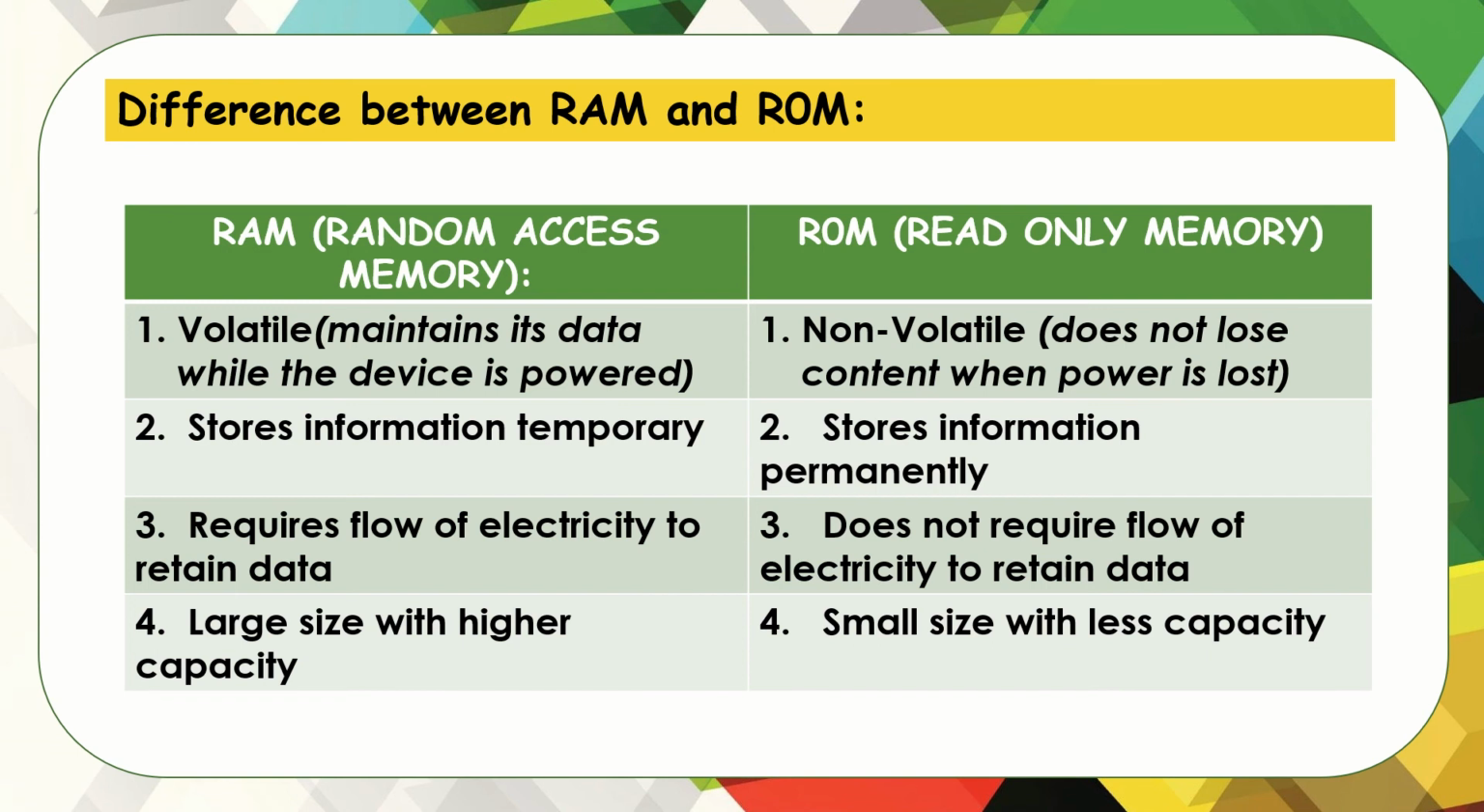So now the fourth point is large size with higher capacity. In comparison to ROM, RAM has a larger size and higher capacity. If we talk about ROM, it has a small size with less capacity. Got it? These are the four differences RAM and ROM have. Got it?